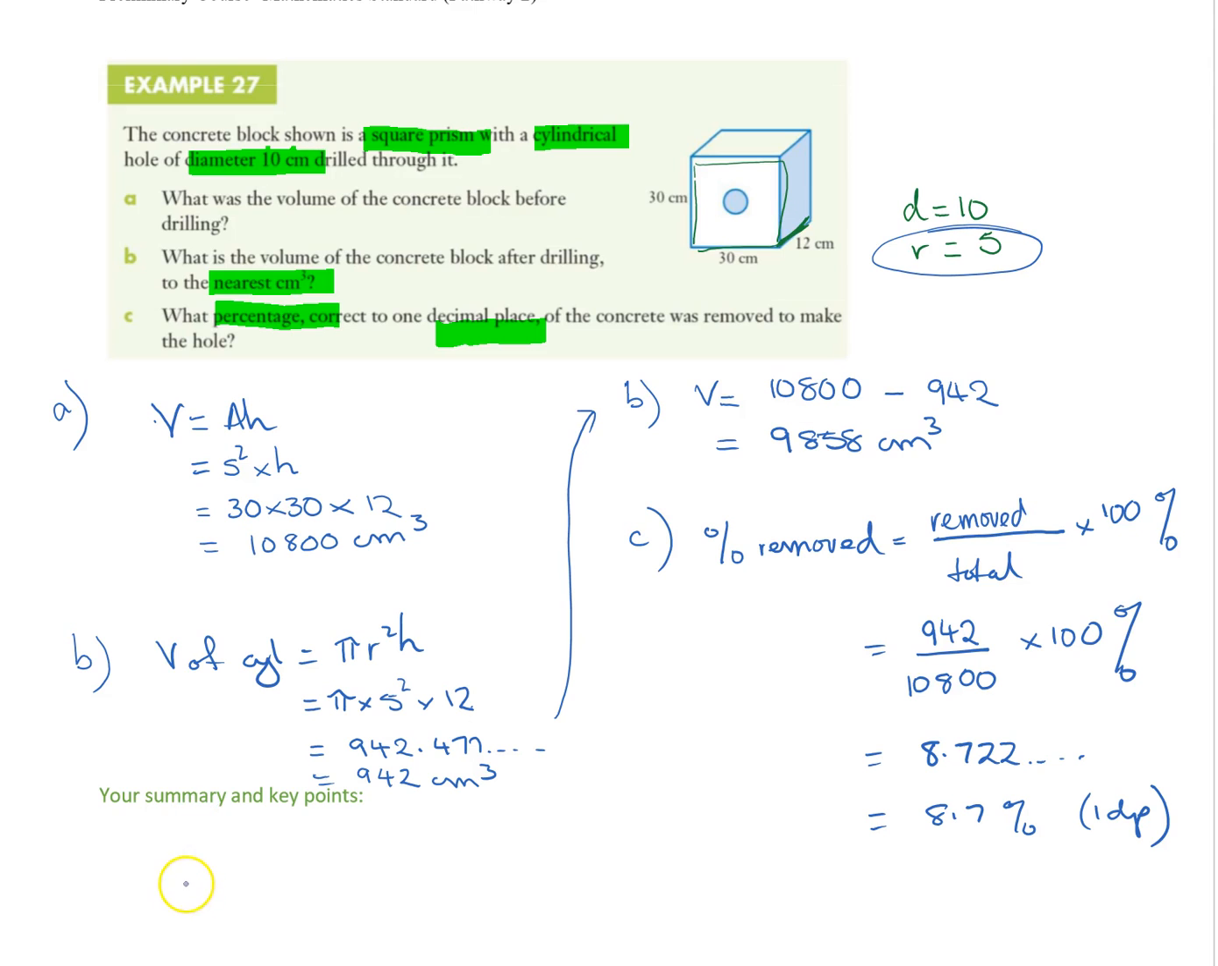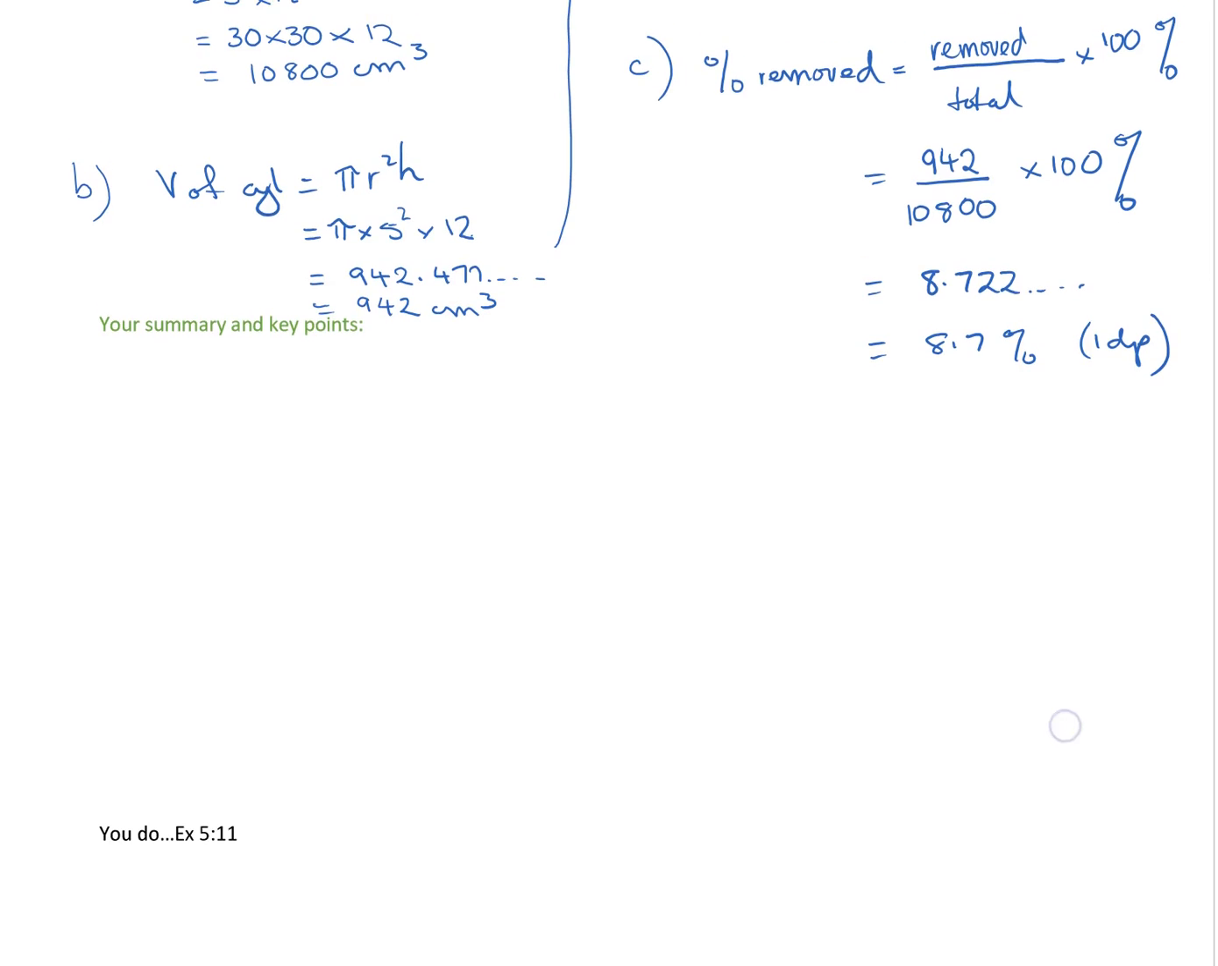Now it's time to write your summary and key points and do exercise 5.11.